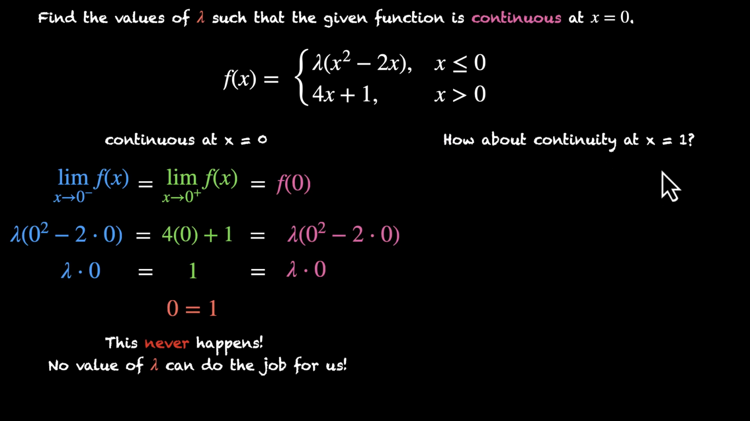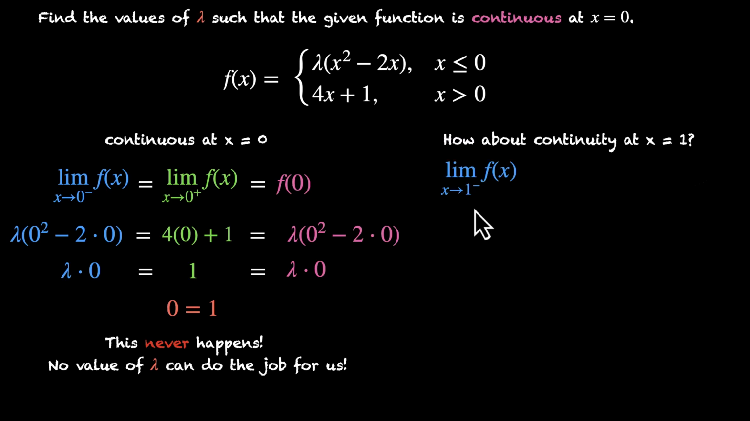Let's do this together. 1 lies in this interval, x greater than 0, and lambda is not touching this interval. The definition is 4x plus 1. It has nothing to do with lambda. So no matter what you do, your function is always 4x plus 1. And since this is a polynomial, it will always be continuous. This means this is true for all values of lambda. No matter what you put, any real value of lambda will work. This function will always be continuous at x equals 1.